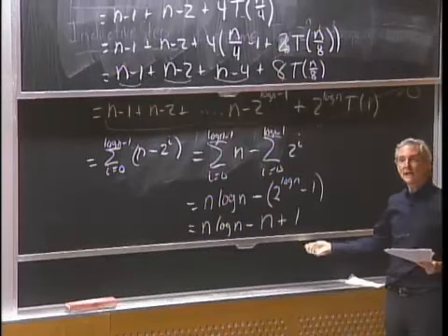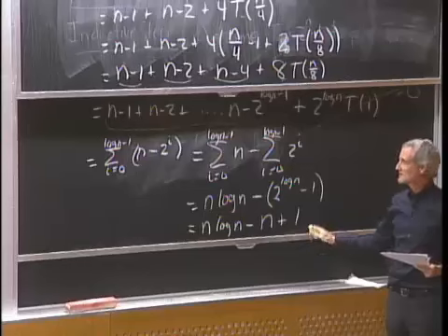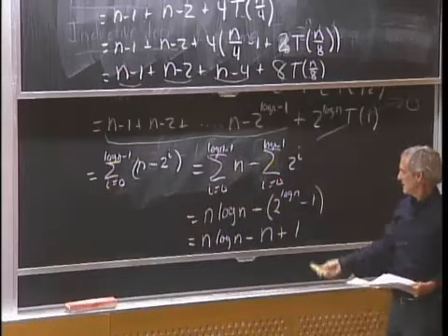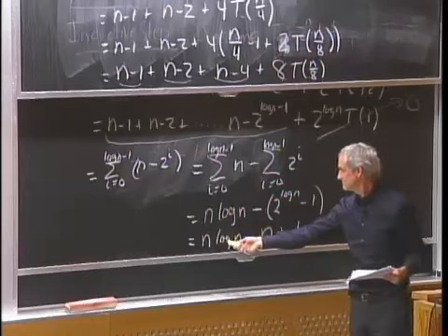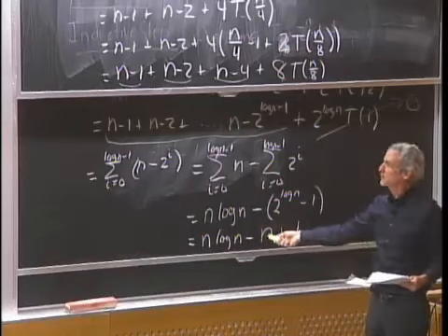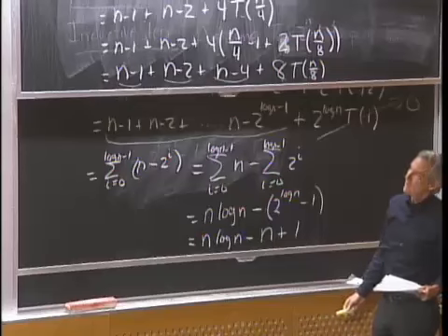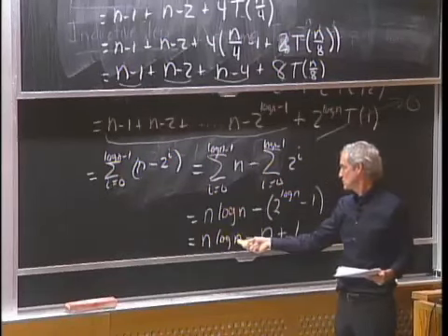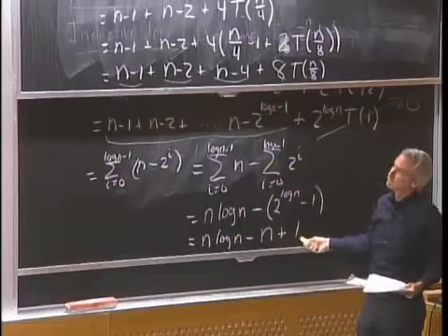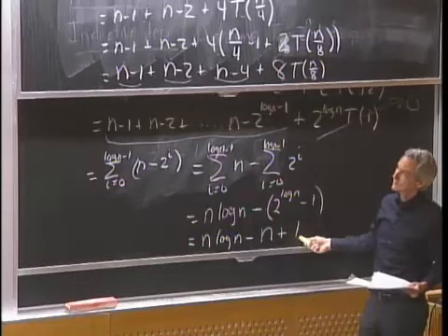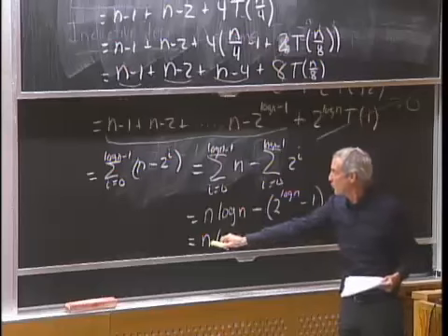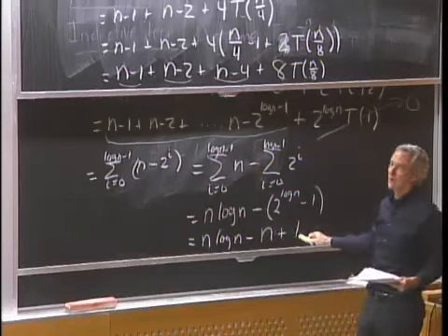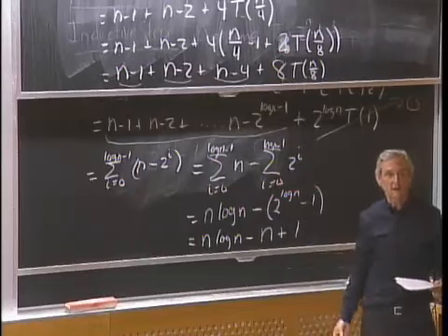Well, we derived an answer. Let's just go back and check some of the values. n equals 1, that's 0, and I get 1 minus 1, it works. n equals 2: 2 log 2 is 2, minus 2 plus 1 works. Plug in 4: I get 4 log 4 is 8, minus 4 is 4, plus 1 is 5. So it works, all right, for those examples.